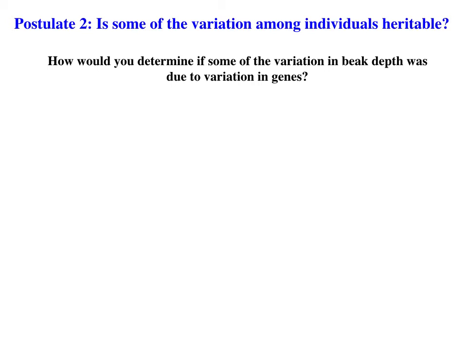Okay, so now we can move on to two. Is some of that variation heritable among individuals? Sometimes variation is just a result of being exposed to different resources, different things in the environment, but does not have a genetic component. For something to actually evolve, there has to be a genetic component. So how would you determine that with these?